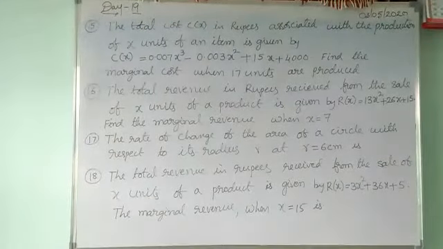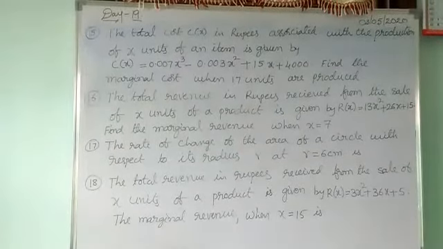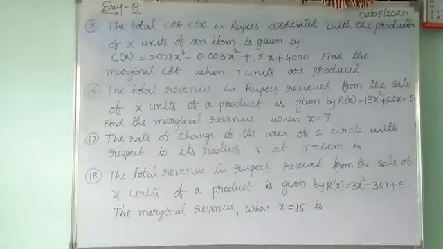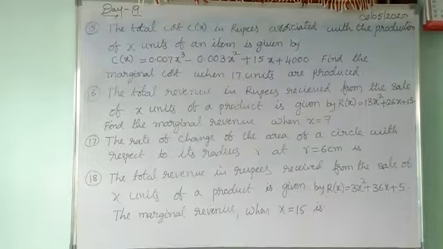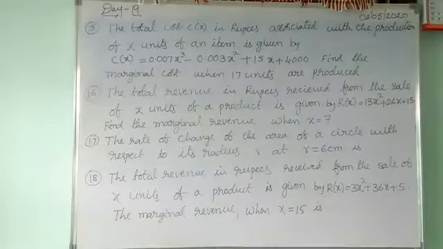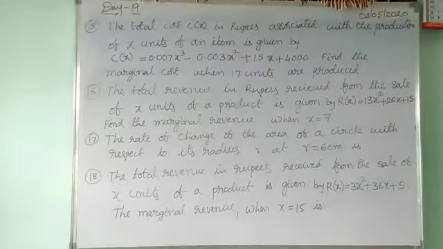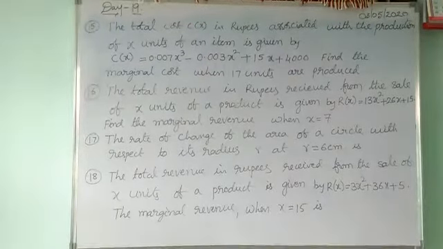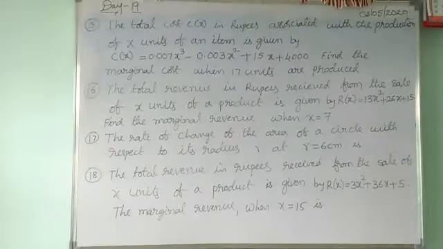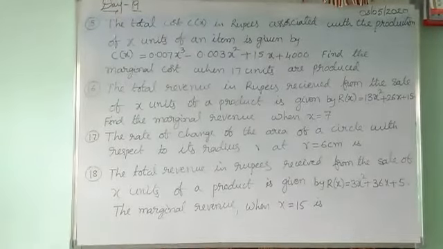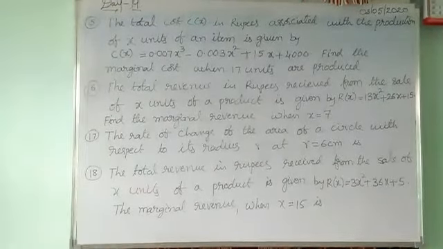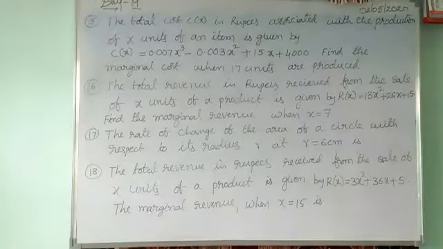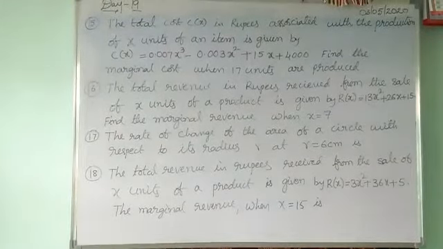And the 17th one: the rate of change of area of a circle with respect to its radius. What is it asking, guys? Area of a circle, we know the formula: A is equal to pi r square. Rate of change of area of the circle with respect to its radius means calculate dA by dr. In that right side expression, substitute r value 6, you will get the answer. That is simple logic.